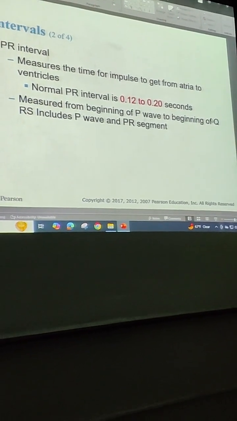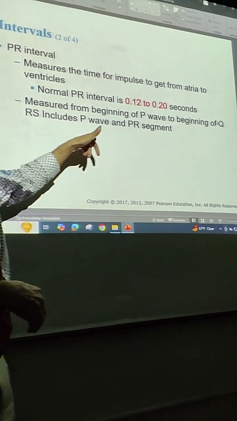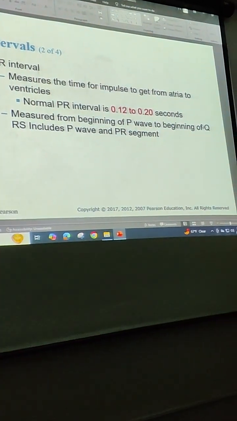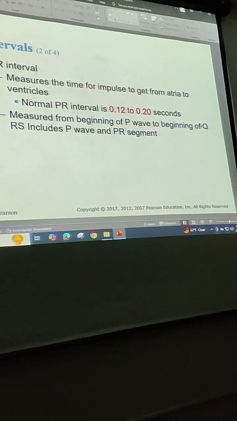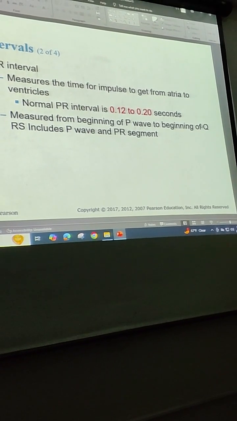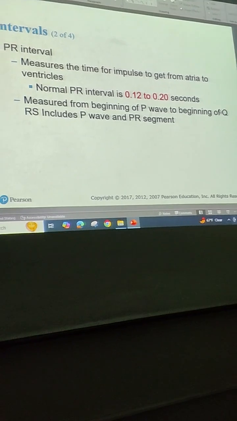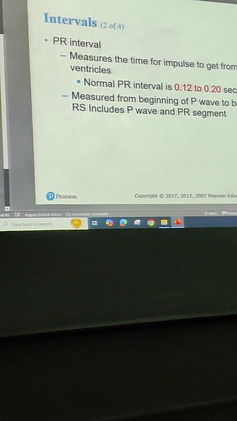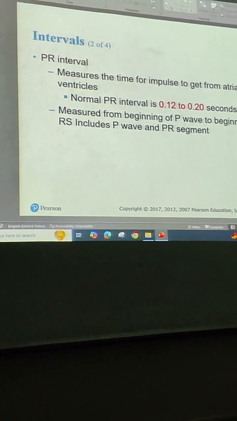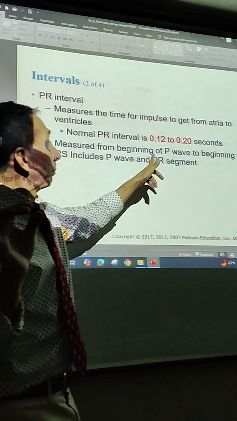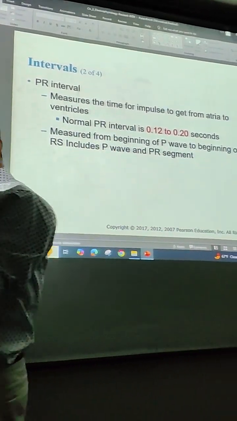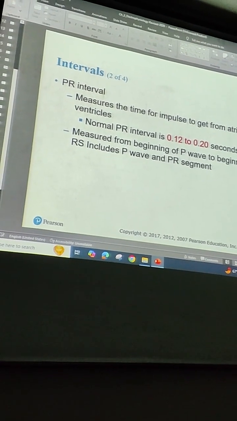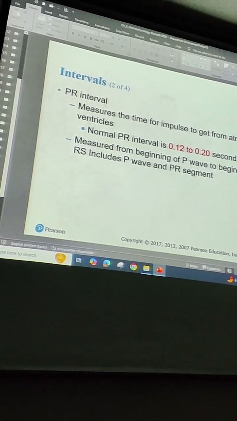Let's talk about timing. PR interval is usually between 0.12 and 0.20 seconds. So how many little boxes is 0.12? 3. Remember, it's 0.04 times 3, which is 0.12. And 0.20, how many little boxes? 5, because it's 0.04 times 5, which is 0.20.